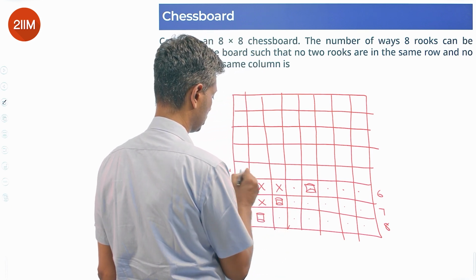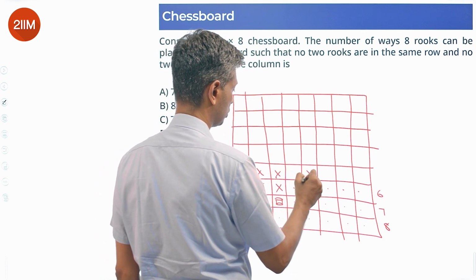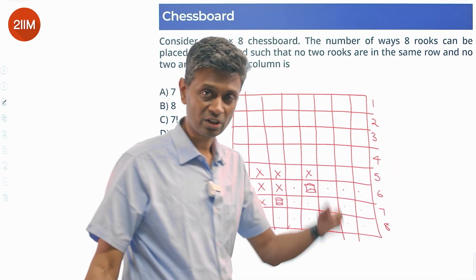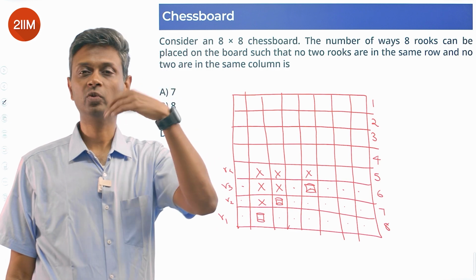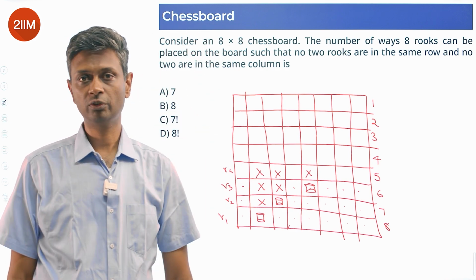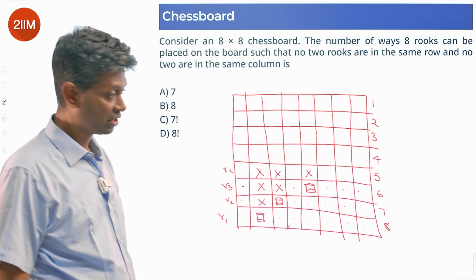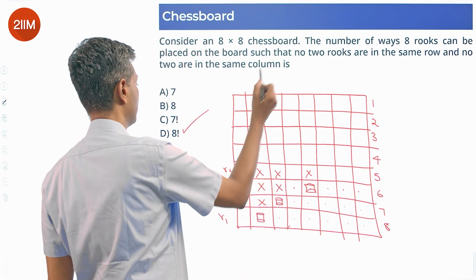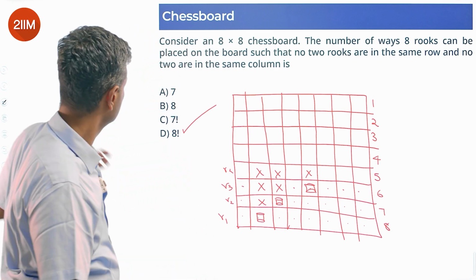Go to R4. This is out. This is out. This is out. 5 options here. 4, 3, 2, 1. The last rook is going to have only one free column, one free row. Put that in. We are through. How many combinations are possible? 8 into 7 into 6 into 5 into 4 into 3 into 2 into 1. Just 8 factorial.